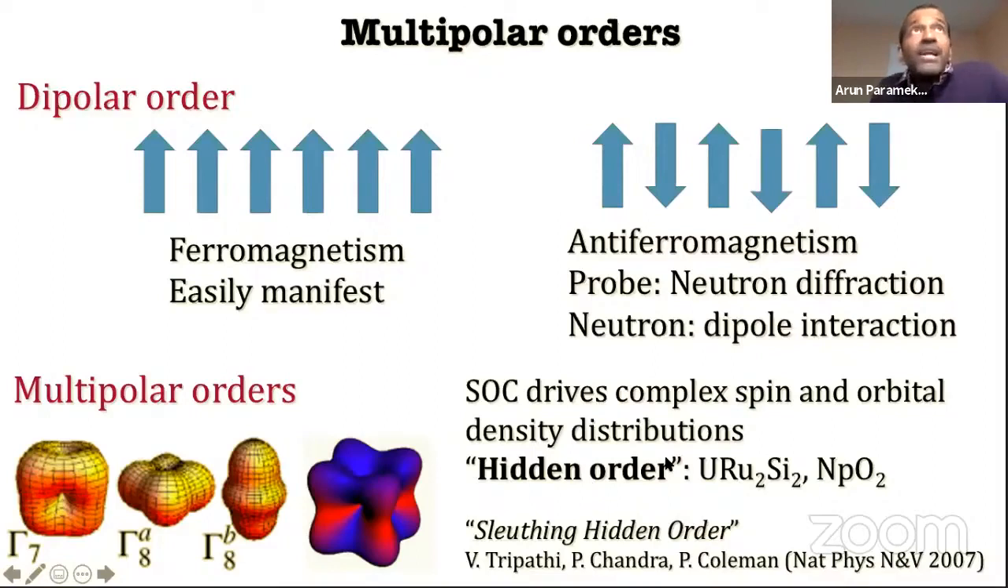In other words, even though it might be visible in thermodynamics, for example, things like specific heat might show that there is a phase transition occurring in the system, it's very hard to directly detect these kinds of orders, which leads to this terminology. Vikram has done a lot of work on these kinds of things in heavy fermion compounds like URu2Si2 in the past.